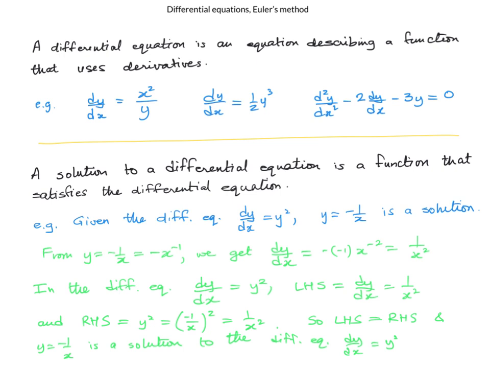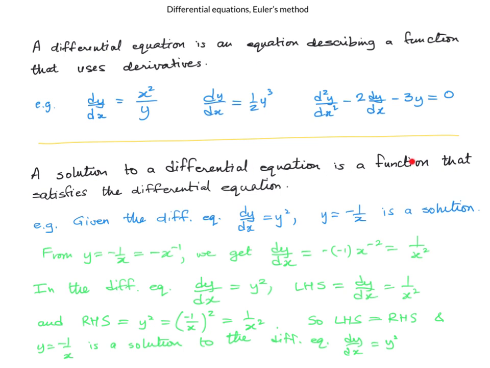uses derivatives to do that. For example, dy over dx equals x squared over y. y is a function of x, and this equation here describes something about the derivative of that function. Or another one is dy over dx equals 1/2 y cubed. Or this one actually has a second derivative in it. This is why I said uses derivatives, plural. d squared y over dx squared minus 2y dy dx minus 3y equals 0, etc. So these equations, these are each individually a differential equation, and they describe something about the function y.